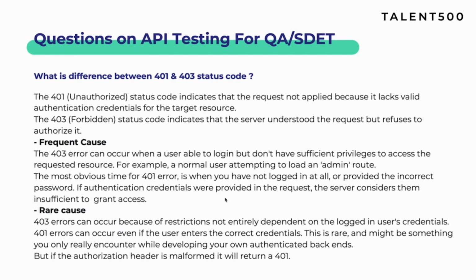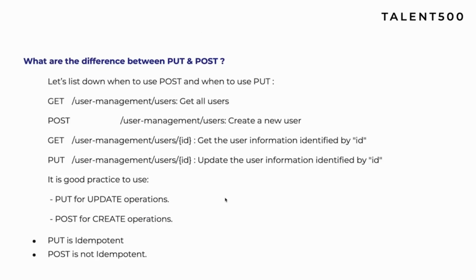So whenever they ask you about the 401 and 403 status codes, along with the definitions of unauthorized and forbidden, do give these two examples, right? It will make more sense when you give real-time examples. So overall, to summarize: 401 is wrong credentials, 403 is correct credentials but no access for the particular data, right? Got it. So next, let's move on to the next question.